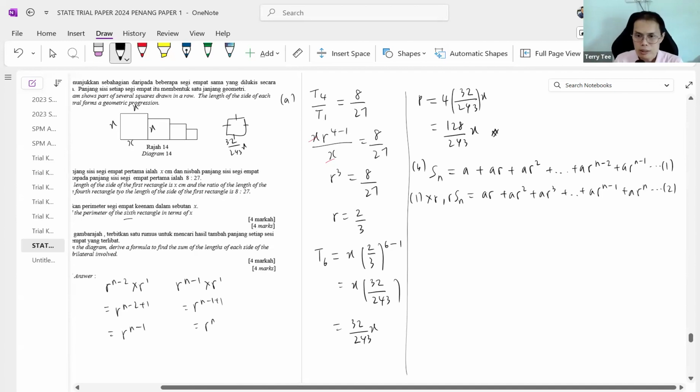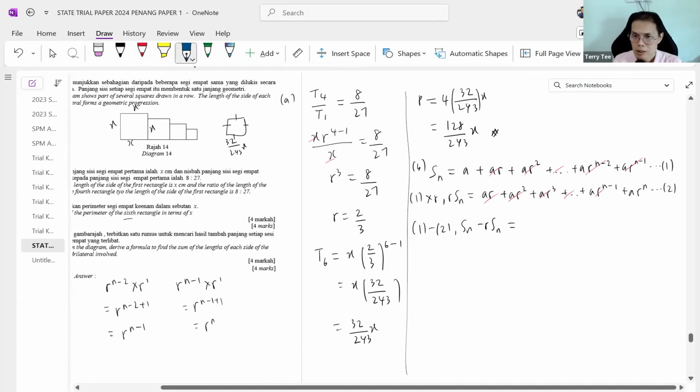Now you notice when you take equation 1 minus equation 2, you get Sn minus R Sn. All the in-between terms cancel: this one can cancel, this one will cancel with the next one, this one will cancel with the one before, and this will cancel with the second one before.